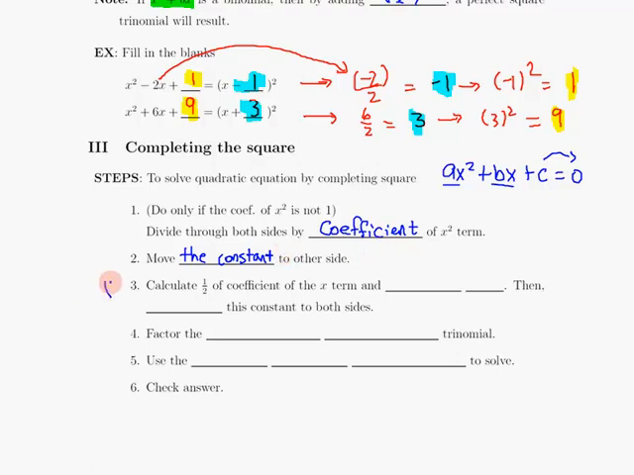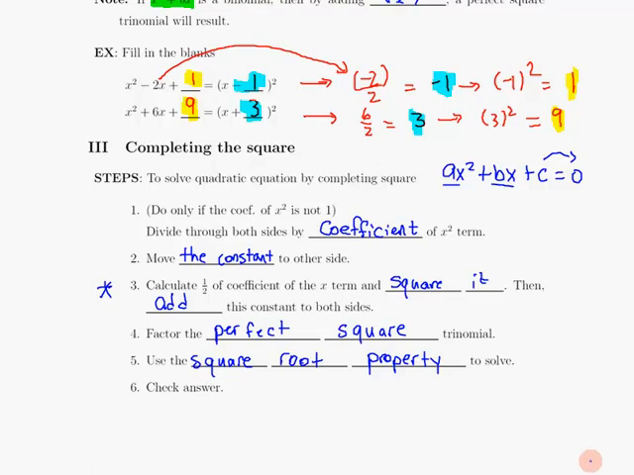Step 3 is the main step here. It's the complete the square step. You calculate 1/2 of the coefficient of the x term, and square it. Then add this constant to both sides. Now, by adding it to both sides, I don't change the solution to the equation, but I create on the left-hand side something that will be a perfect square. Then you factor the perfect square trinomial on the left. Then you use the square root property, as we did in the previous examples, to solve.